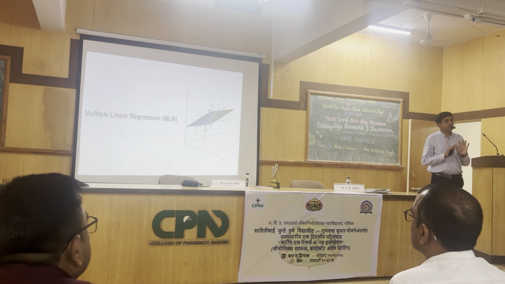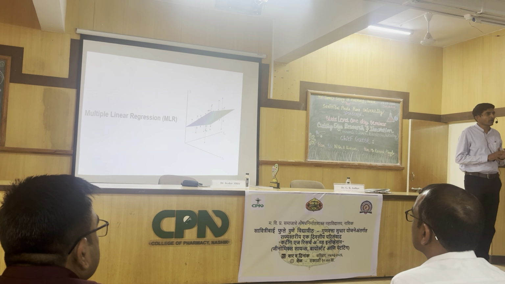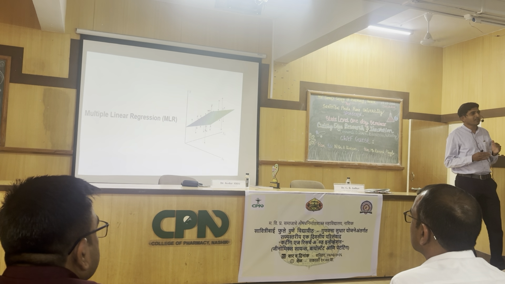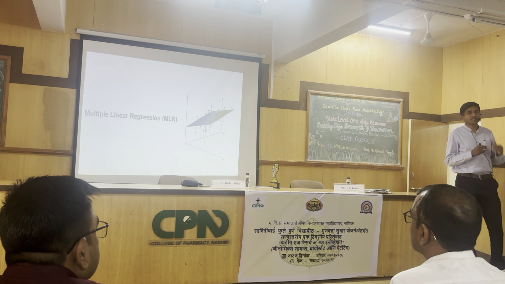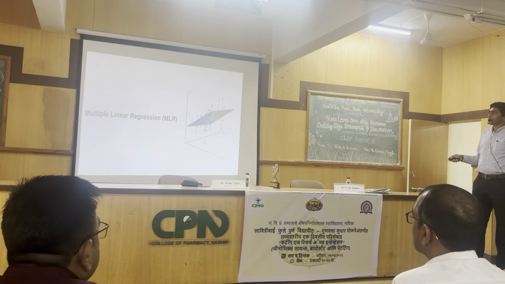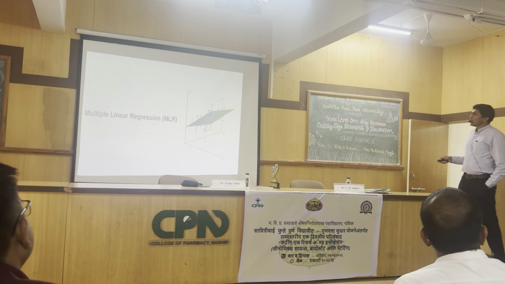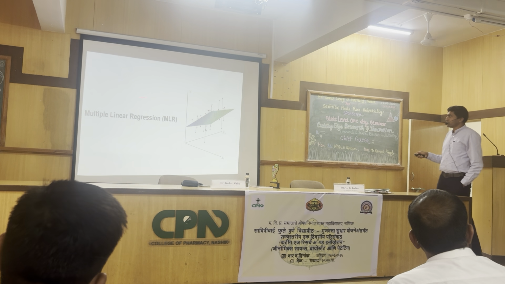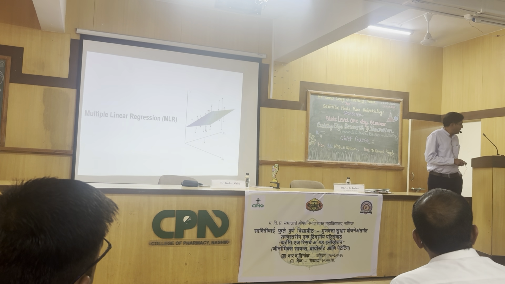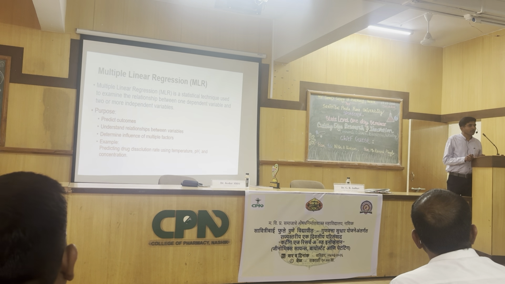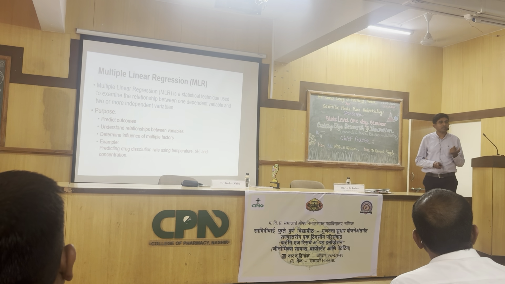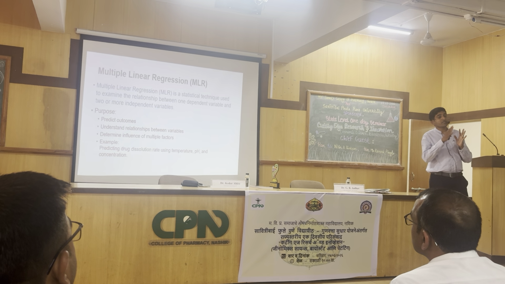So I hope you understood about the ANOVA and factorial ANOVA, because if you understand that, then we will go slightly beyond this. The next technique is multiple linear regression. This technique is used for prediction of the response variable. In the previous case, what we saw is the effect of these different variables on the response.